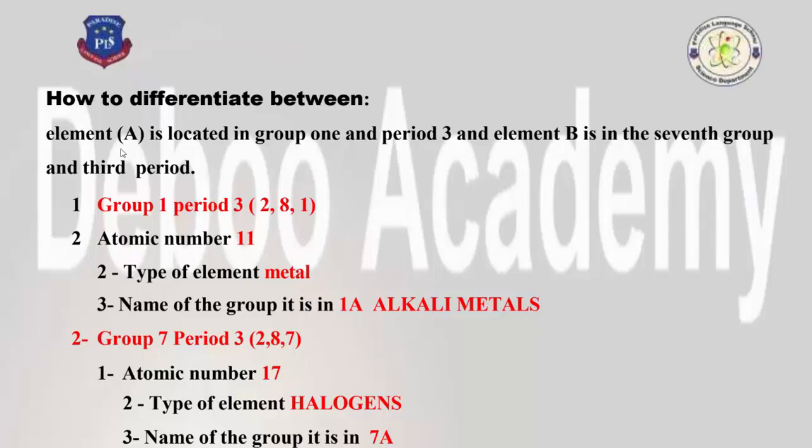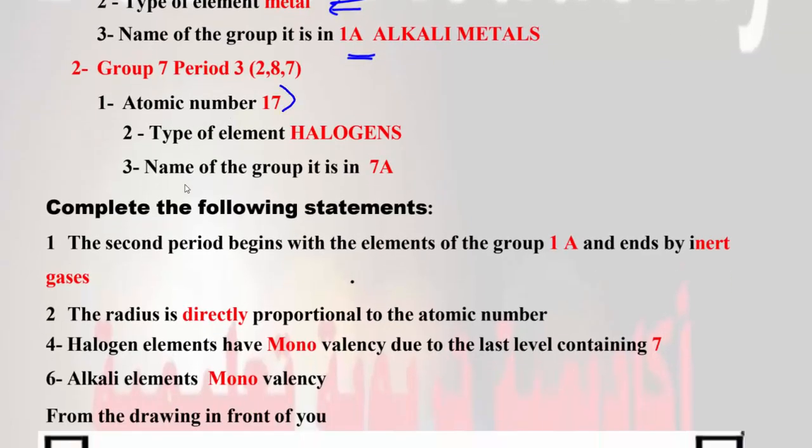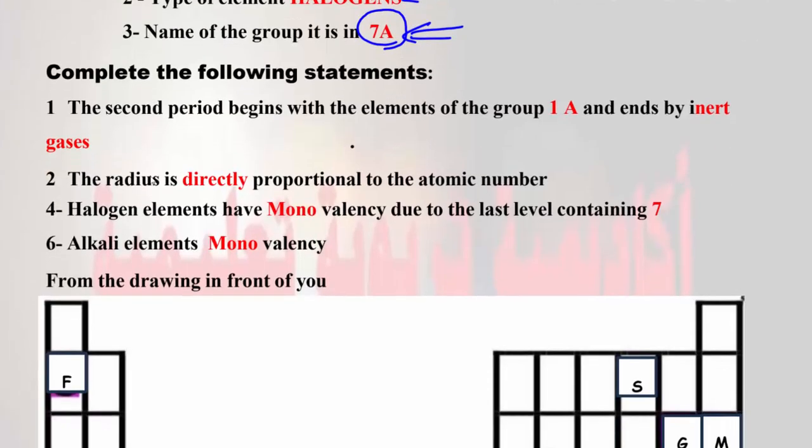How to differentiate between element A, located in group 1 and period 3, and element B, which is in the 7th group and the third period. Element A will be 2, 8, 1, so the atomic number will be 11, and the type of element is metal. While element B is 2, 8, 7, the atomic number is 17, it's a halogen. Group number is 7A.